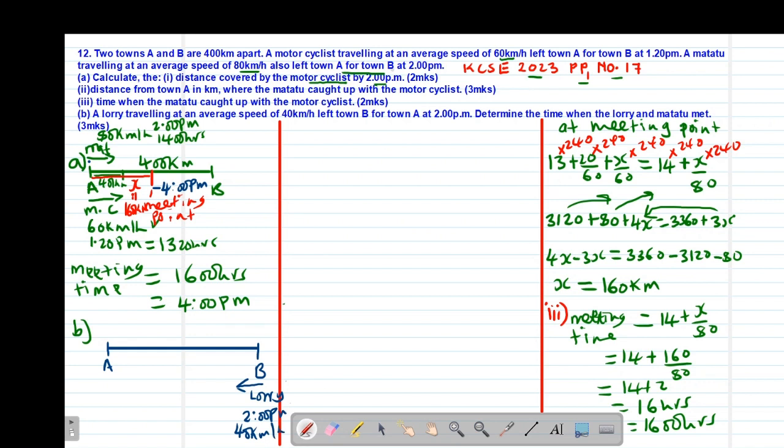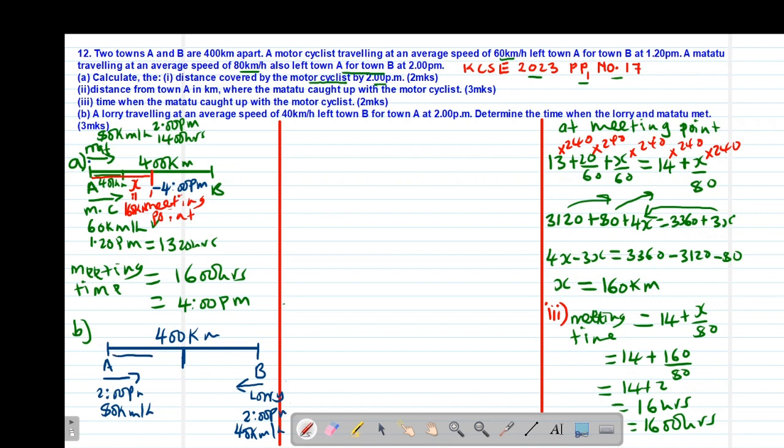We are told to determine the time when the lorry and the Matatu met. Remember, the Matatu was moving in this direction from A to B. The starting time for the Matatu was also 2:00 p.m., and the speed of the Matatu was 80 kilometers per hour. So you are being asked to determine the time when the lorry and the Matatu met. I'm going to assume that these two met at this particular point here. The distance between the two towns is 400 kilometers.